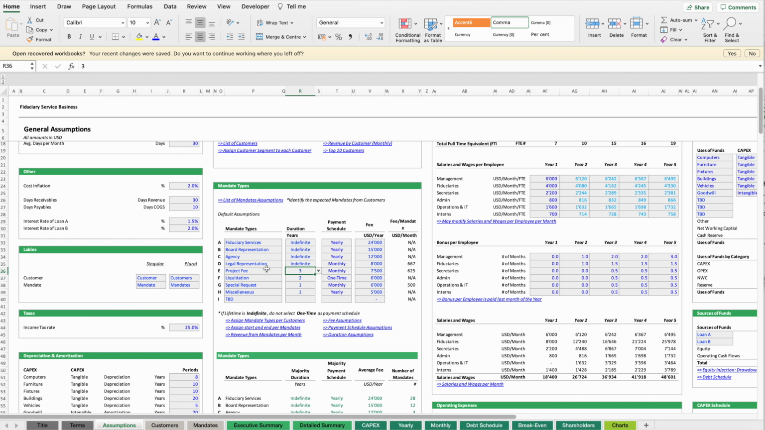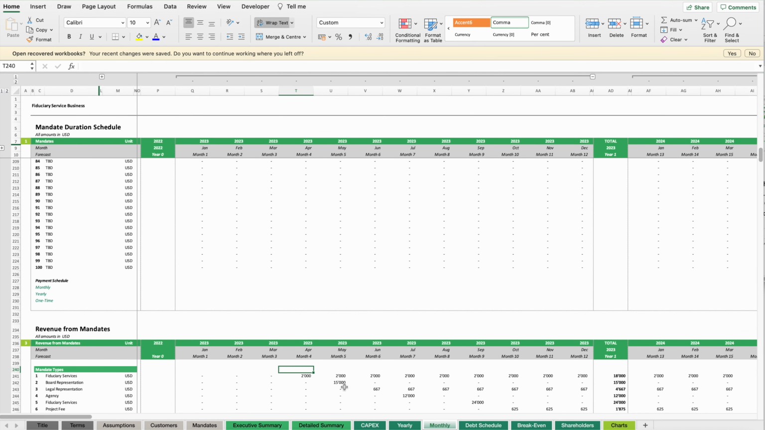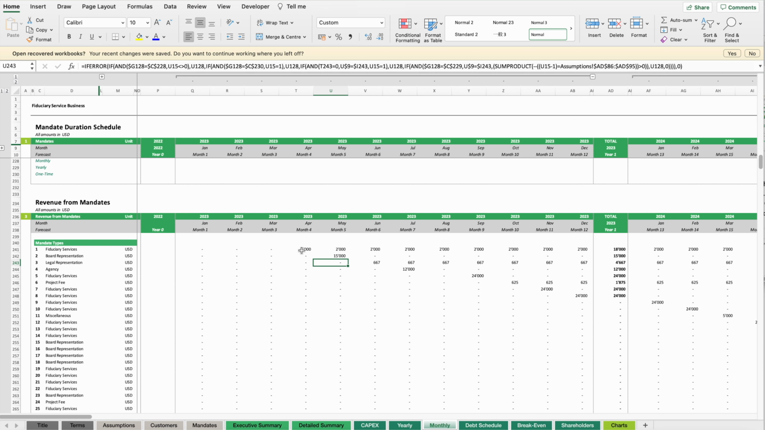In terms of the payment schedule, for some mandates we receive the money yearly, like a yearly fee, or sometimes we even get paid monthly. And in this model, we can simply input the yearly fee and then it will show up either as a one-time fee for the whole year, or we break it down into a monthly income.